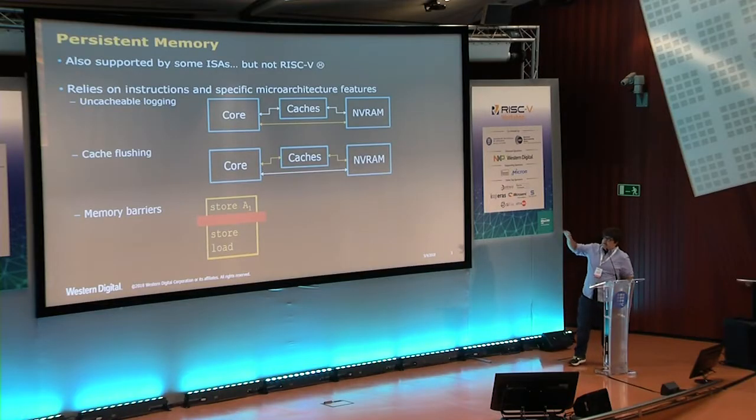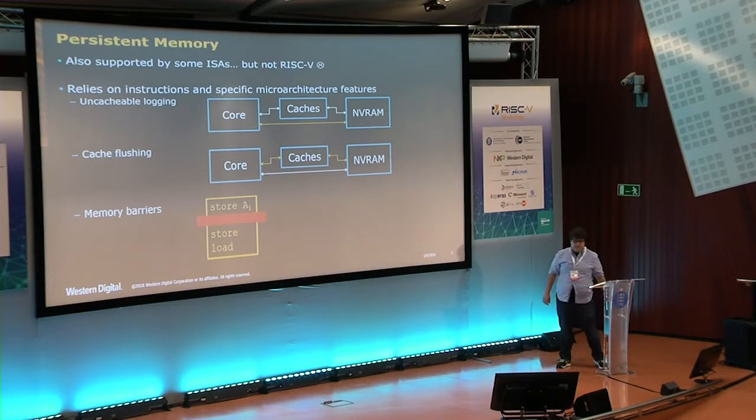As a quick summary of what persistent memory relies on, there are a couple of fundamental techniques that are very critical for persistent memory to work on a system. One is, for example, uncacheable logging, the ability for the processor or the core to issue memory requests directly to memory, bypassing the cache hierarchy. There's also cache flushing. We want the CPU to be able to issue requests to the cache to flush or force the write back of specific cache lines back to memory.